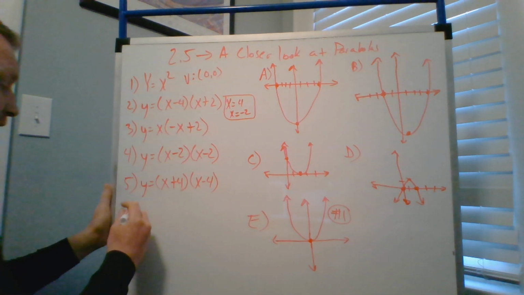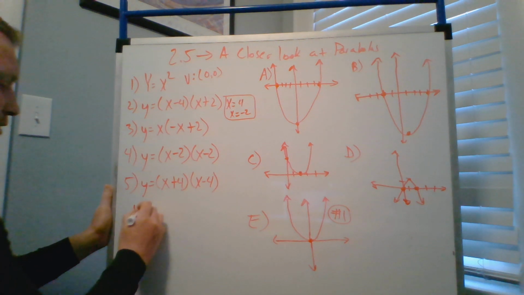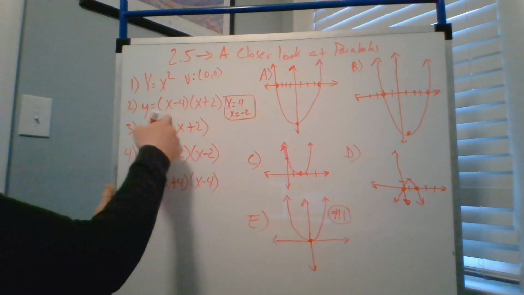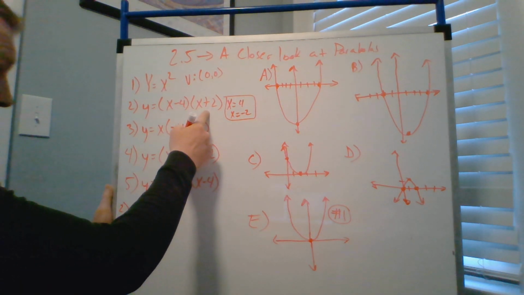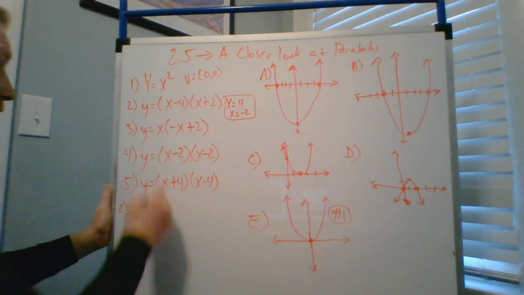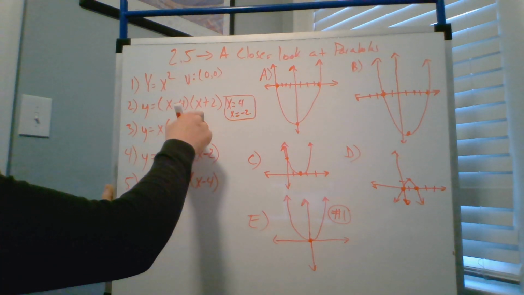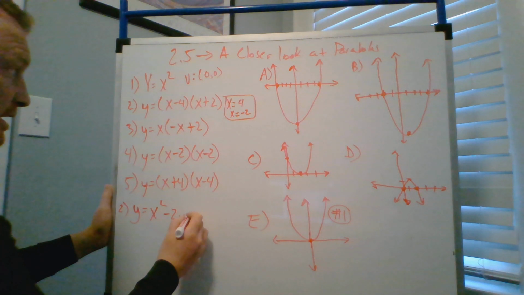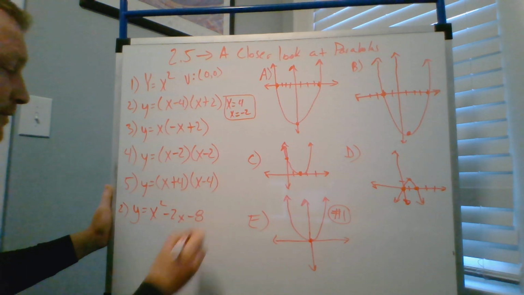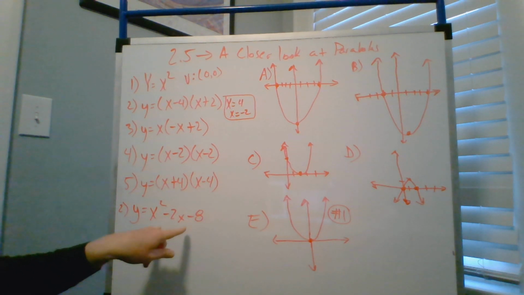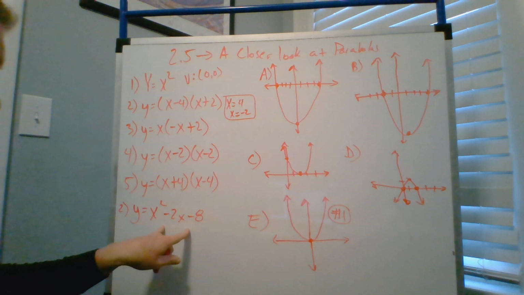So let's do that. Now if I'm doing this one down here, this is number 2, I'm going to just do the FOIL work right away. So now this goes into y equals x squared, then 2x minus 4x makes negative 2x, and then negative 4 times 2 is negative 8. So this is what's considered expanded form, okay?